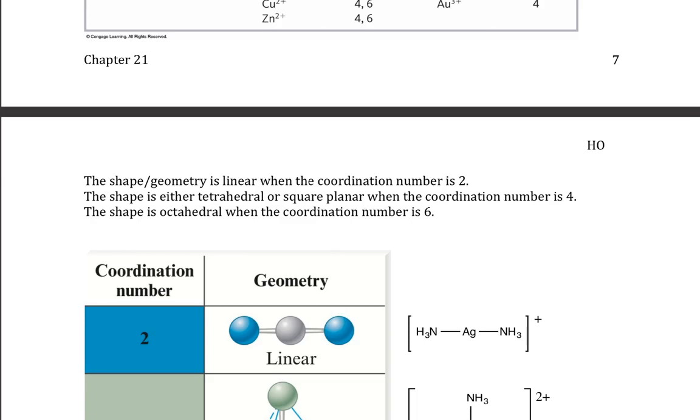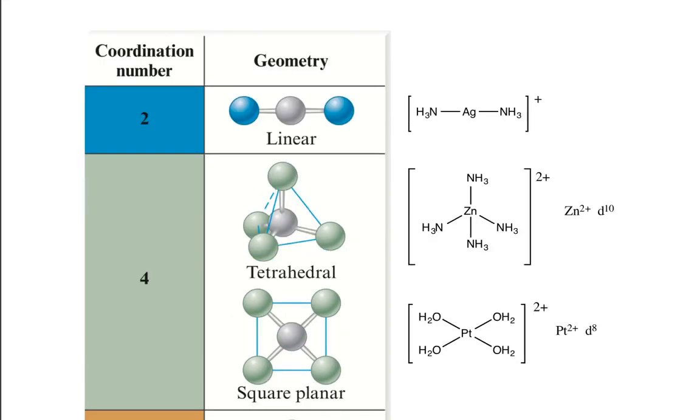The shape is either tetrahedral or square planar when the coordination number is 4. So here are those 2 possibilities. So when coordination number is 4, we have either tetrahedral or square planar. For the tetrahedral structure, we have the example of zinc surrounded by 4 ammonias, and it does so in this tetrahedral fashion. So the ammonia is neutral, the overall charge of the complex is 2 plus, so that must mean that the zinc has a 2 plus charge.